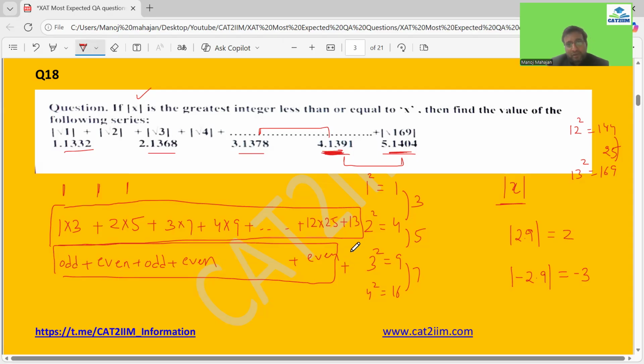So this result would become even. And to the sum, if I add an odd number, that is 13 out here, the result has to be odd. Only one choice was there, so option 4 should be the right answer.